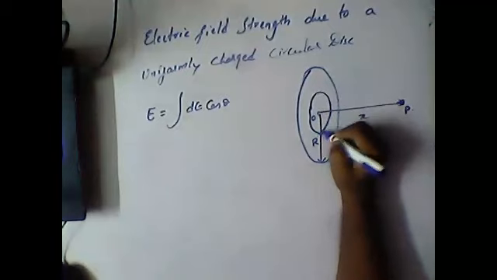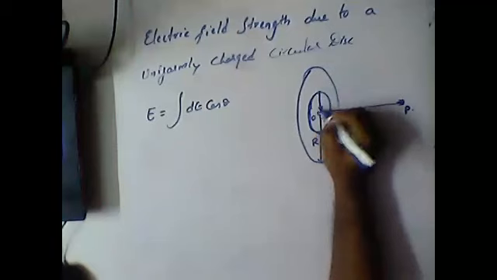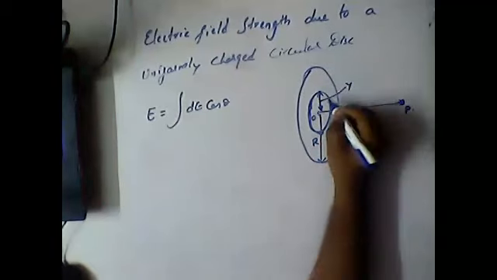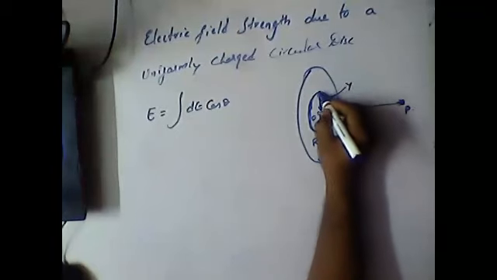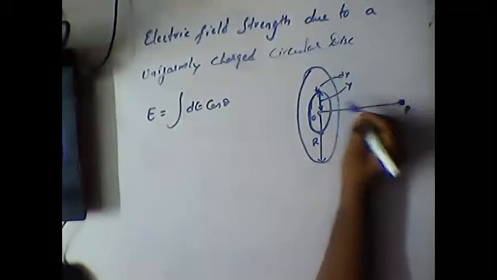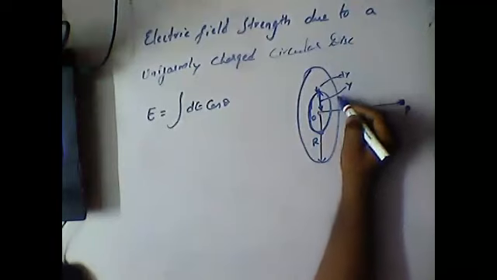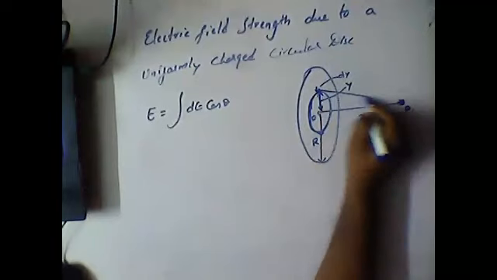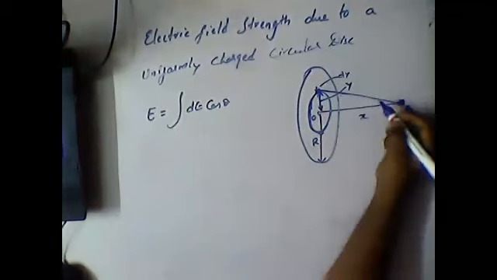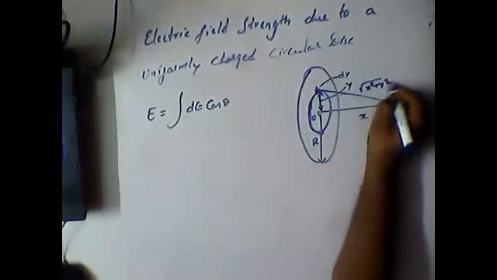I'm considering a small element at a height of y. It has a thickness of dy. I'm considering a small elemental thickness of dy at a height of y. Now the effective distance between the point and this element is square root of x square plus y square.